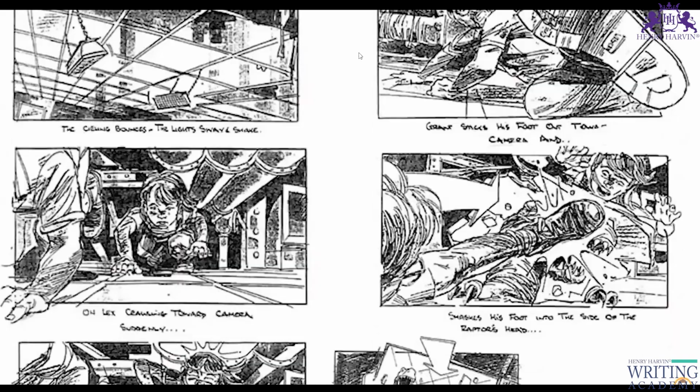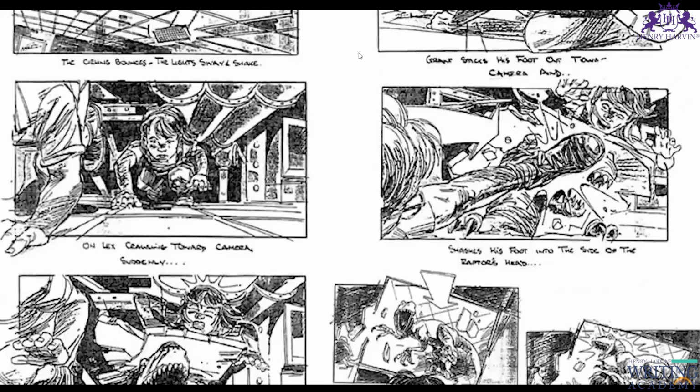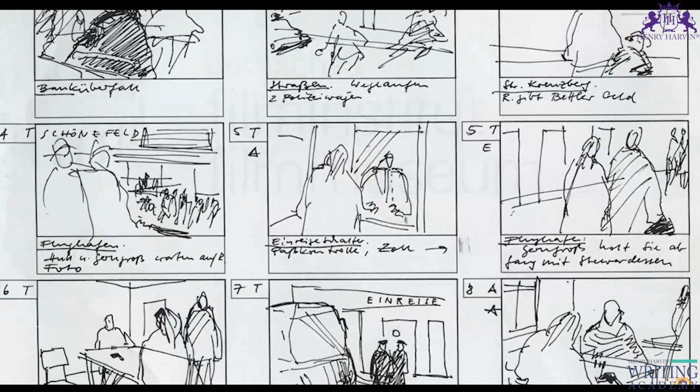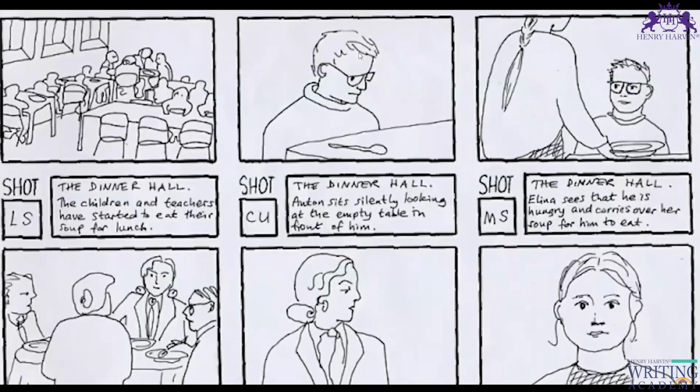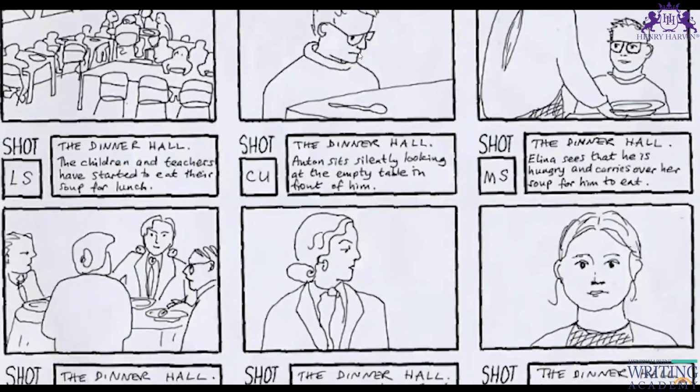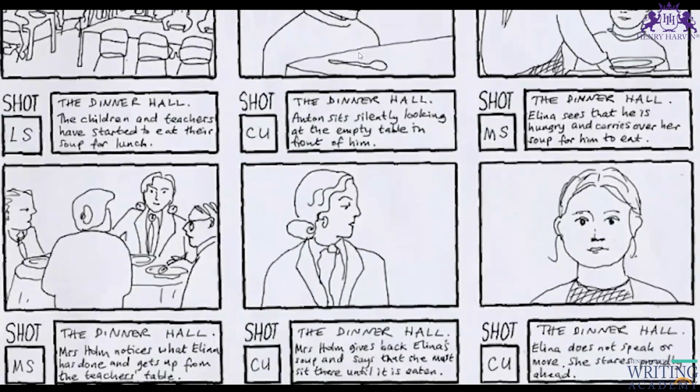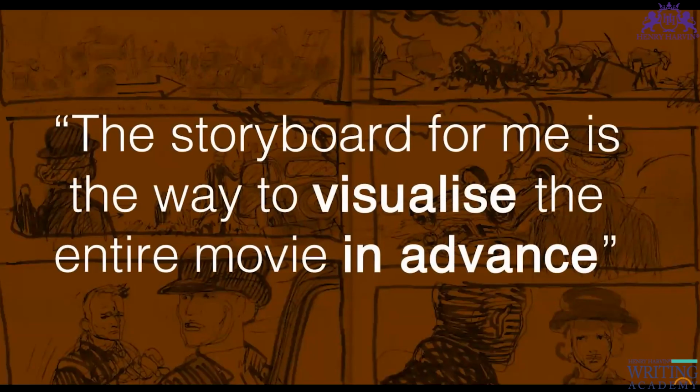So for those of you who are here for the quick answer and want to know what the golden rule is for a great storyboard, it's simple. A good storyboard is one that you can watch, one that you can absolutely experience, beyond just what the camera angle is and what happens. What can you hear? What's the lighting like? It needs to have all of the details that you would need in a full film. It's like Martin Scorsese said in this quote, "The storyboard for me is the way to visualize the entire movie in advance." Now have a think what he means by that.